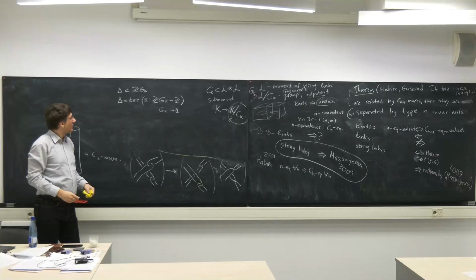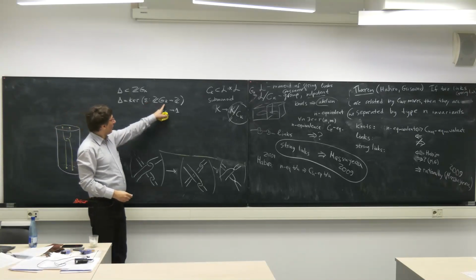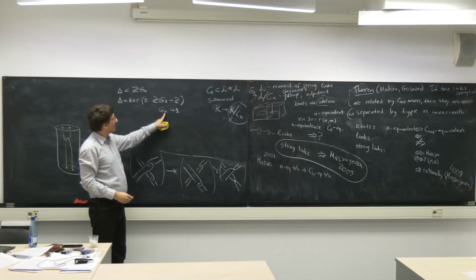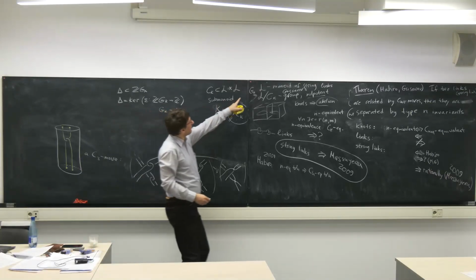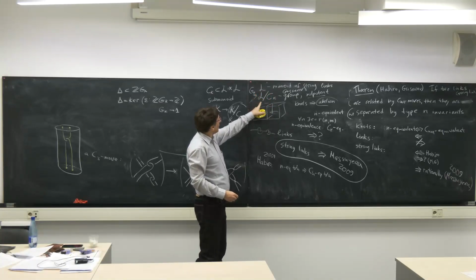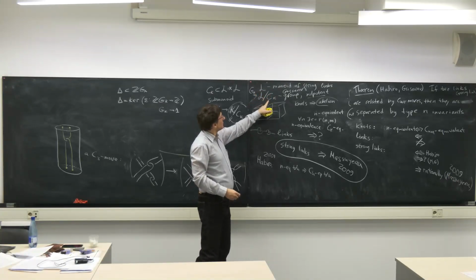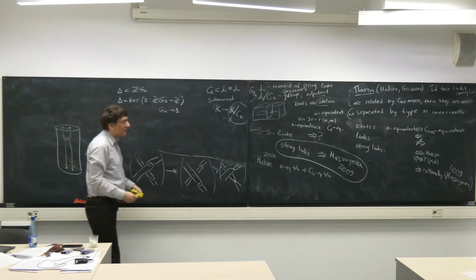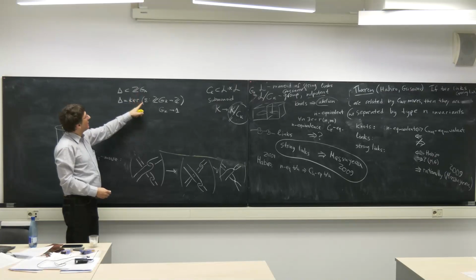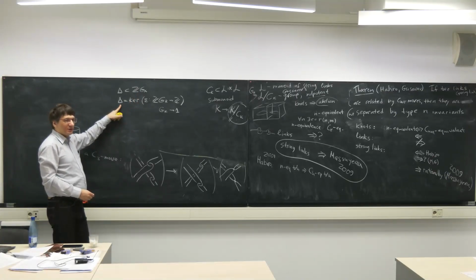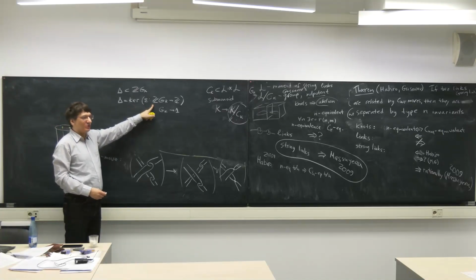So we have the augmentation map. It is defined by sending every element of the group to 1. This group is this quotient, the group of string links modulo CK equivalence. And we look at its group ring, and we look at the augmentation ideal, the kernel of this map.